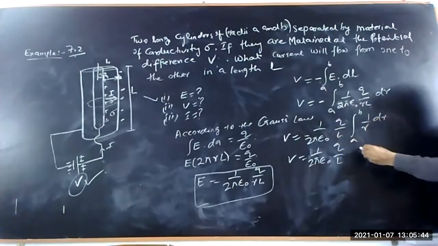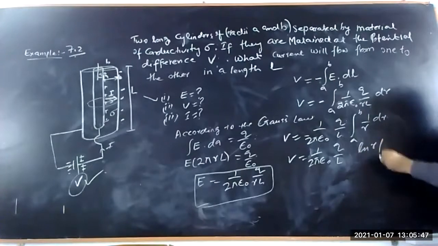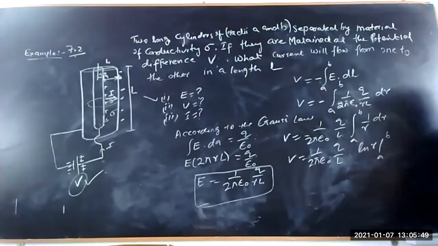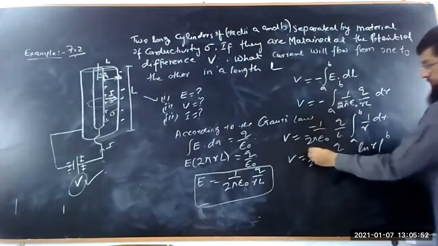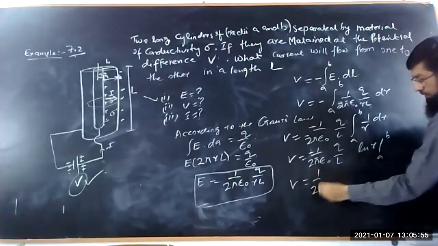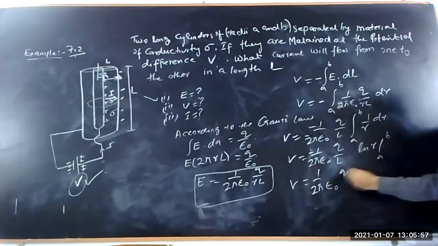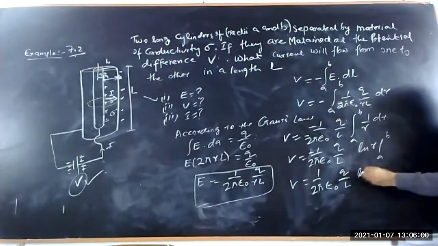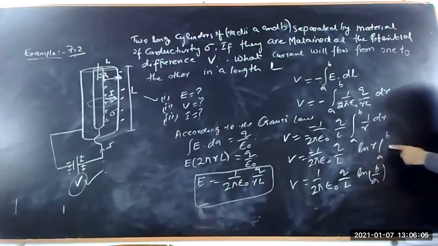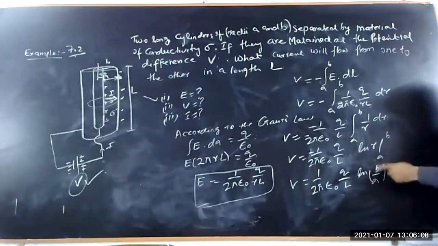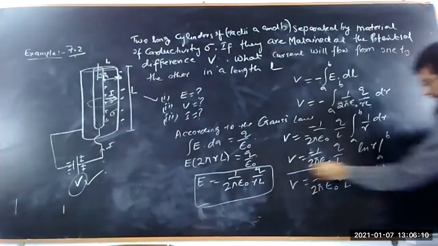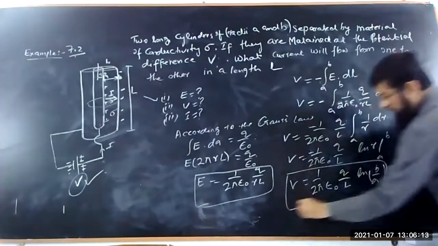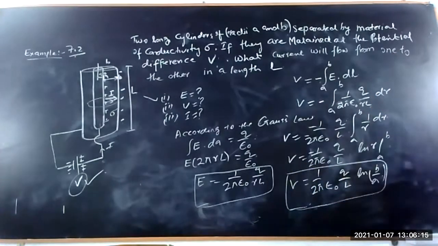The integral of 1 upon R is equal to log of R. This is from A to B. Here we have a negative sign. So V is equal to 1 upon 2 pi epsilon naught Q upon L, and this can be written as log B upon A, which means log B minus log A. Log B minus log A is equal to log B upon A. So this is the voltage, this is the applied potential. So we have calculated the applied potential between the charges.